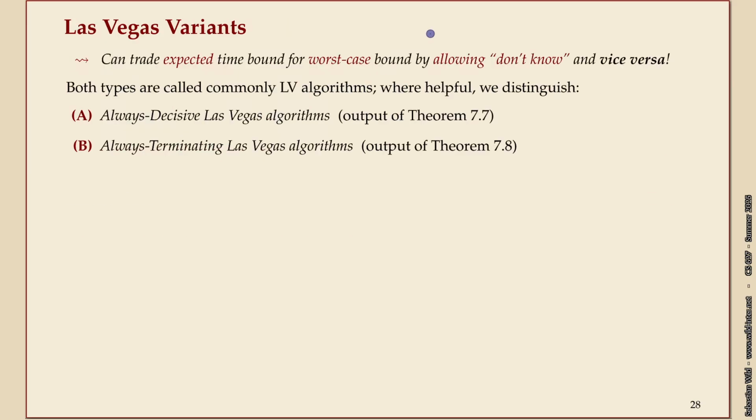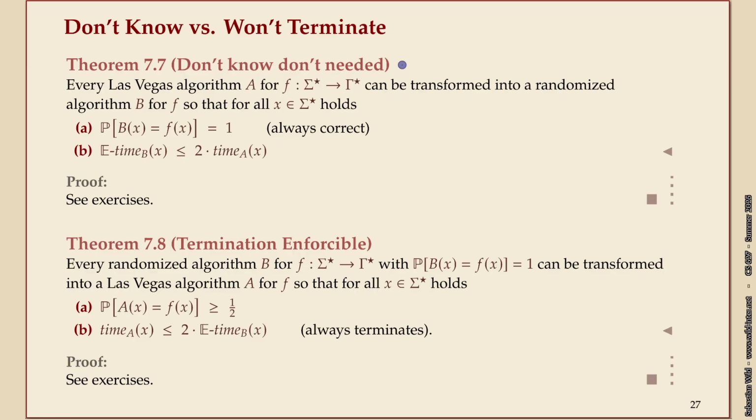I'll just want to show you some example in a minute. To introduce some names for this, so both of these variants, an algorithm that is always correct but may not always terminate, or an algorithm that most of the time is correct but may occasionally say, I don't know, but at the expense of that, always terminates after a bounded time. Both are known as Las Vegas algorithms.